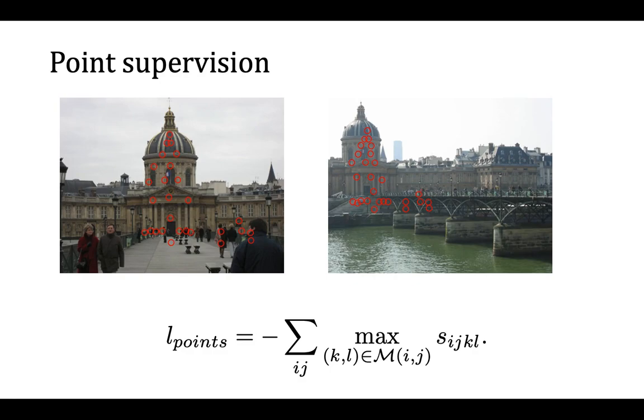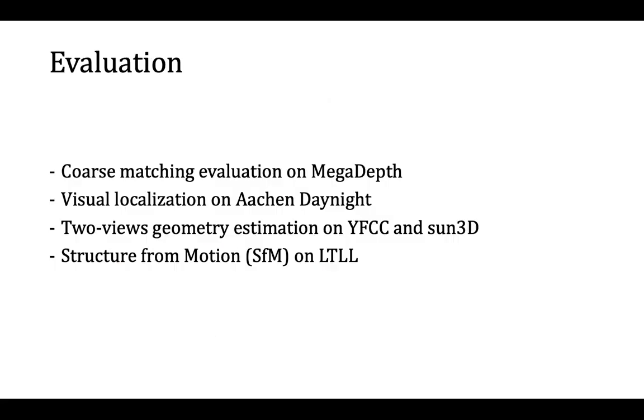Finally, point supervision. It is the strongest form of supervision we study. It uses ground truth matches from a SFM model. The loss enforces sharp maxima on the matches that correspond to a ground truth point. We could add a penalization of negative matches, but it is hard to define, and our experiments show that the best results are obtained with this loss formulation.